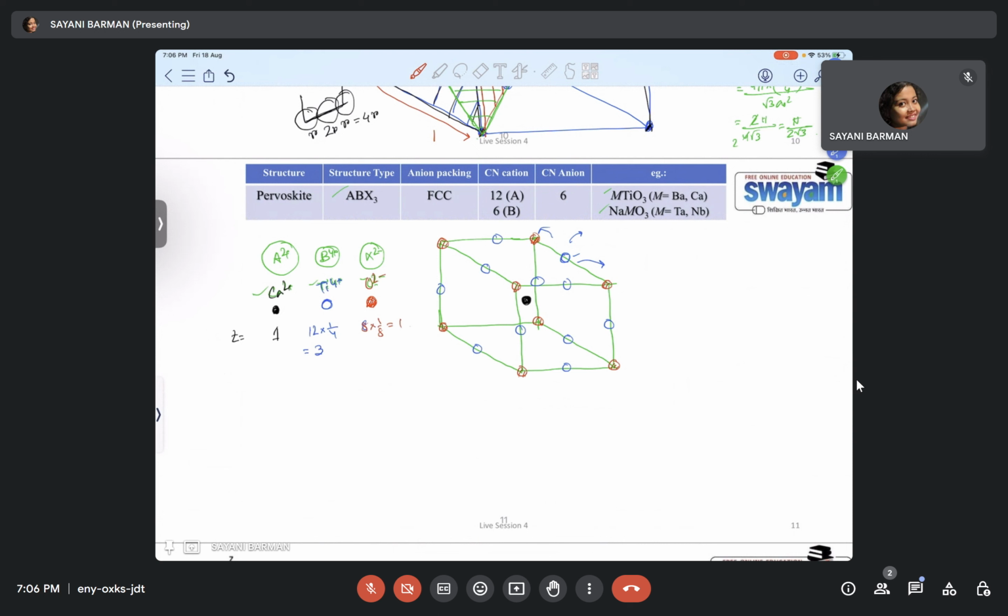Now, what will be the coordination of this larger atom, Ca2+? It's already written here that the coordination number of the cation is 12 for A, A means this one, and 6 for B, this one. So let's see how it can be 12 or 6. For this A atom, the Ca2+ atom, we will draw it. How many anions are nearby? See here, how many anions are nearby? The red ones are the anions, right?